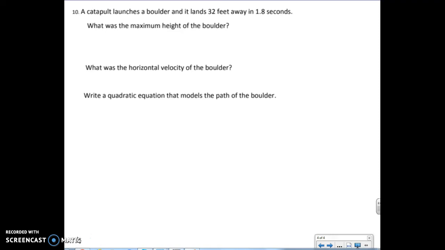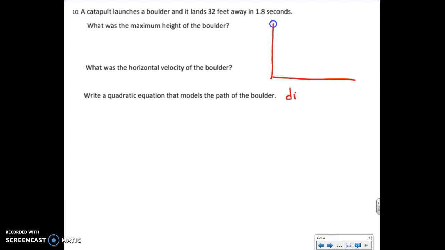This is number 10. So this problem is like the ones that we were doing on the Catapult Crunch and on the Catapult Packet, where you have to find the equation. So this one's a little bit different. We have a catapult that launches a boulder. It lands 32 feet away in 1.8 seconds. So I'm going to go ahead and draw a graph.